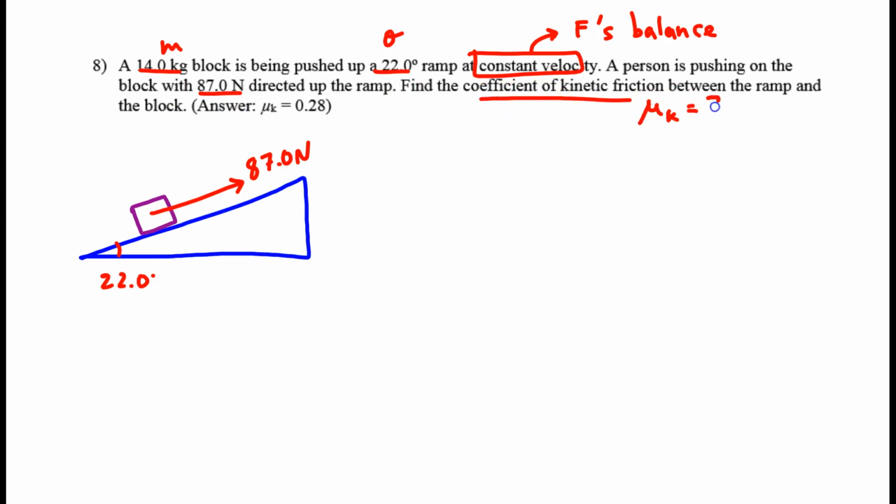Mu k equals question mark. First, we draw the forces acting on the block. Normal force is off the ramp like this, always perpendicular. Let me put my angle over to the side. Gravity is always straight down. And then we draw the components of gravity. So there's the tilted y component and the tilted x component.